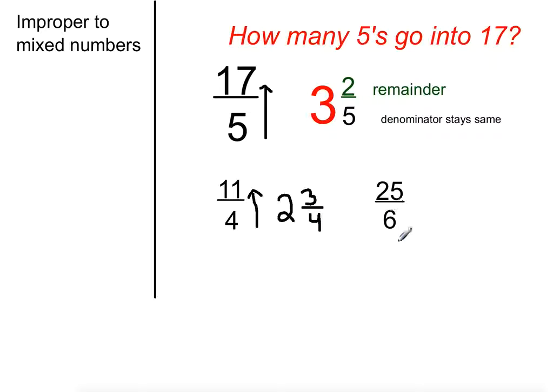So you go ahead and try this one. How many 6s go into 25? Well, that would be 4, because 4 times 6 is 24 with 1 left over. And then the denominator stays the same. So now we should be able to go backwards and turn this 4 and 1/6 back into 25/6.